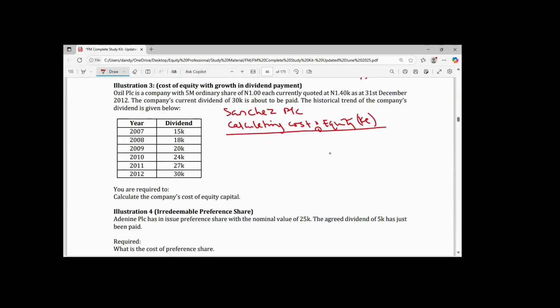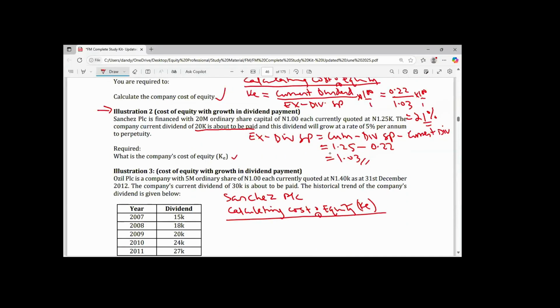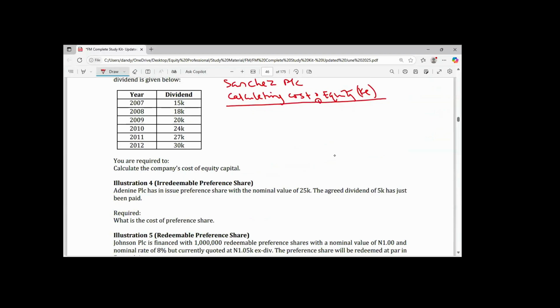So the examiner has given us growth rates. We are given a growth rate of 5%. In this case, the cost of equity will be calculated as the current dividend multiplied by 1 plus the growth rate, divided by the ex-dividend share price, plus the growth rate. All of this multiplied by 100 over 1. So this is the formula for calculating cost of equity where there is growth.